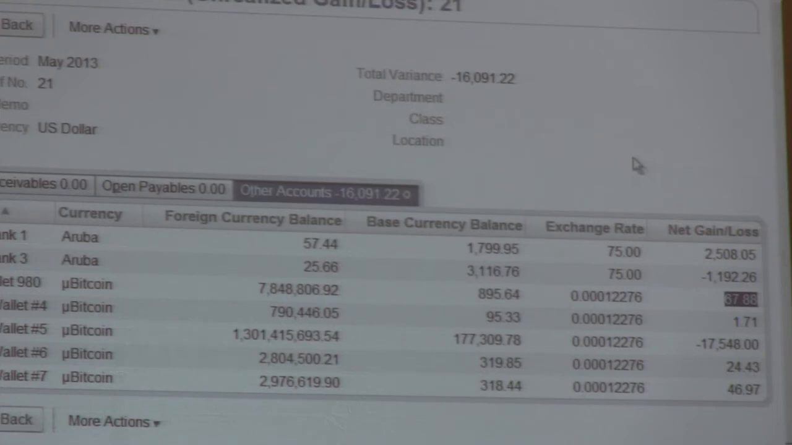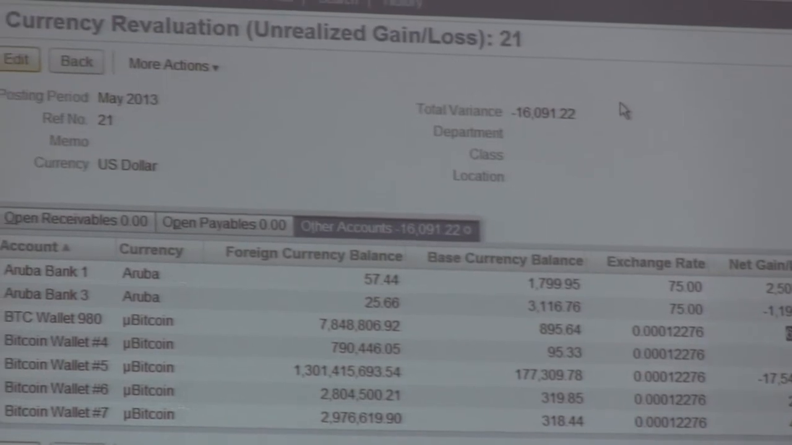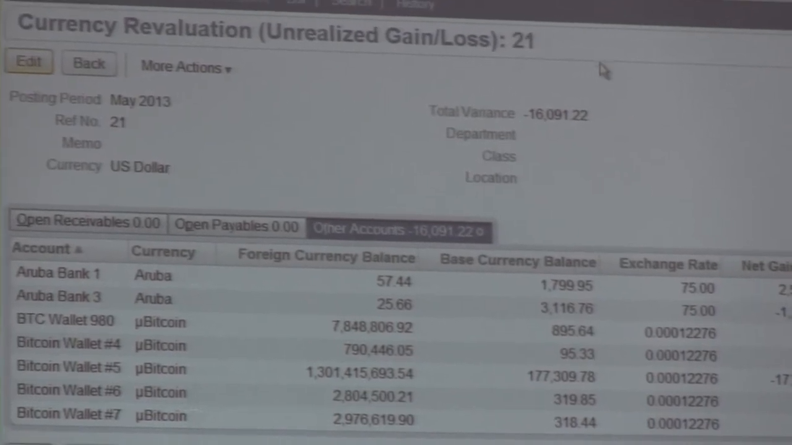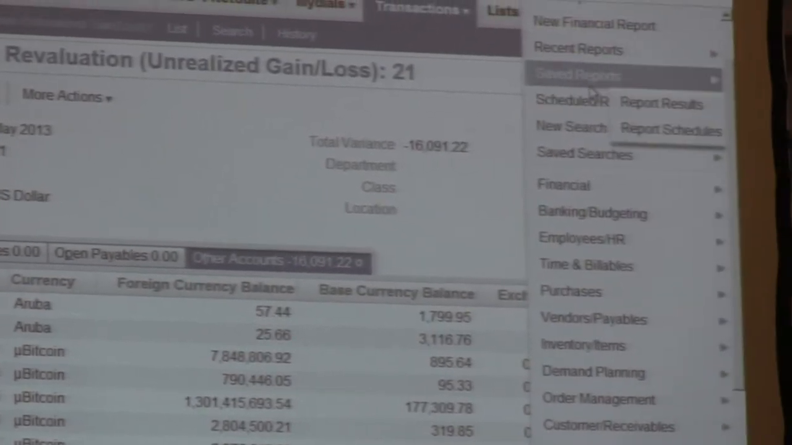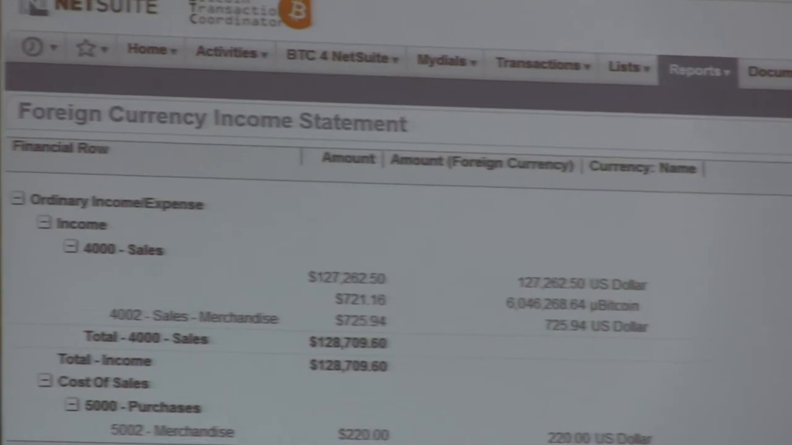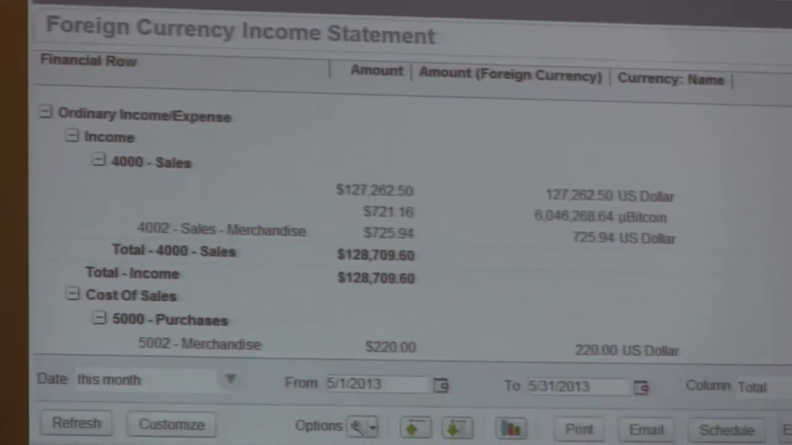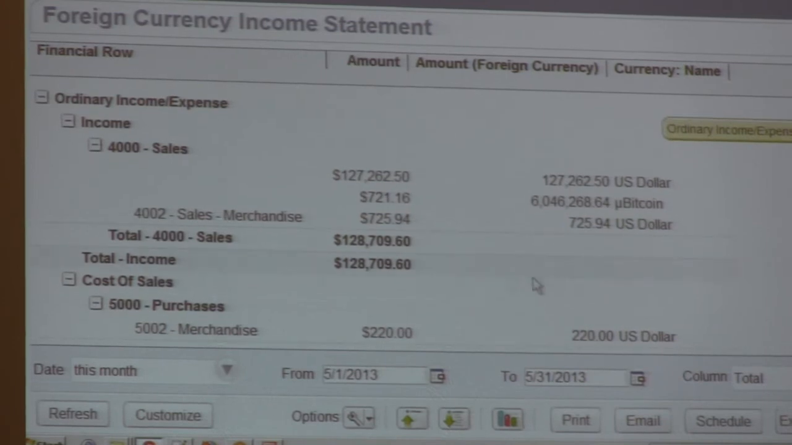Now that we actually have a gain or loss transaction, we can go over to our income statement to see what the presentation of that would look like. A couple of things I want to show here. One, on the income statement, we could see we had sales of $721.16, but they were actually done in a different currency. They were done in micro Bitcoins. So here's your revenue side.